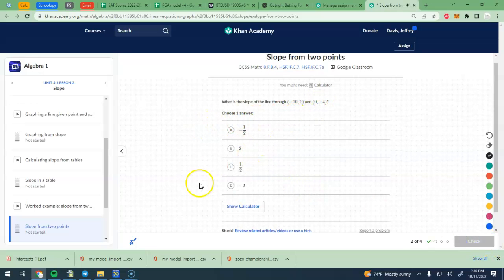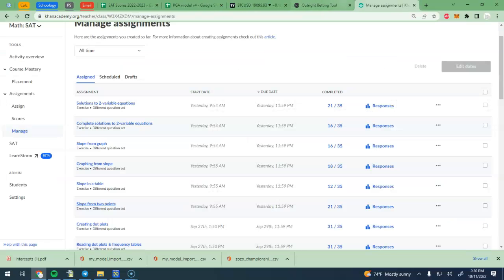Same idea here. So instead of slope slide, some of you might have learned it this way. You do the second y value minus the first. So -4 minus 1, which is -5, over the second x value minus the first. So 0 minus -10, which is 10. So that's just another way to do it. That was slope from 2 points.